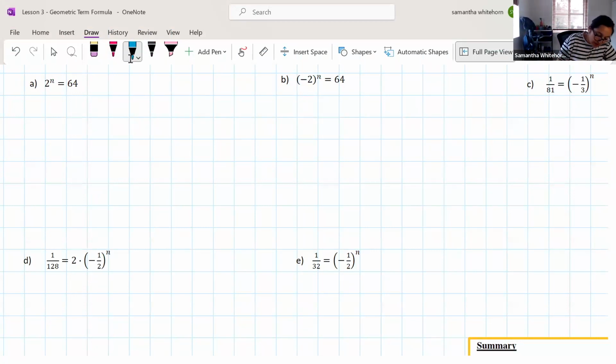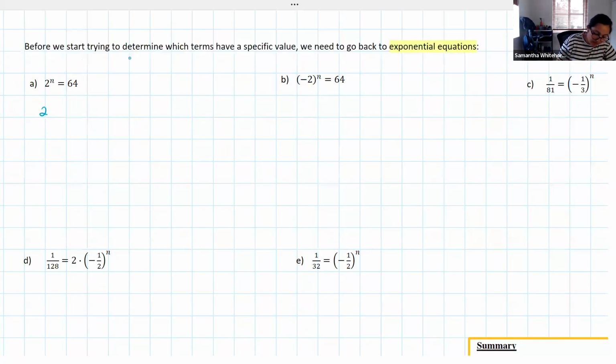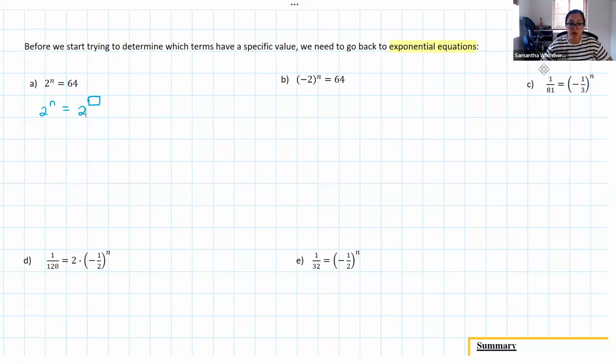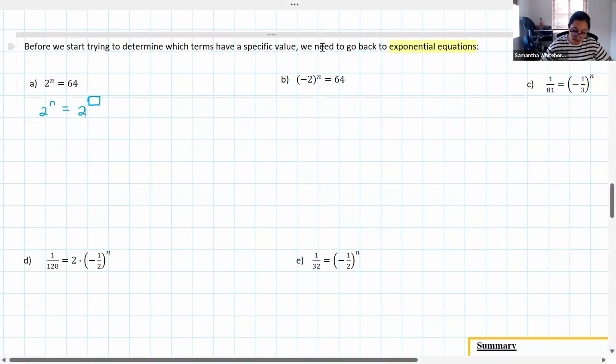So we now need to figure out how to write 64 as a base of 2 and some exponent. Now, I hope you all know how to do this on your calculator. I think we have had this conversation, but just in case, if we go and have a look at our calculator, which I'm going to project onto the screen just so that you can see.